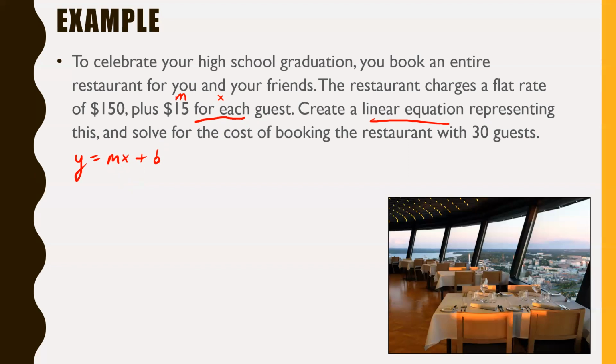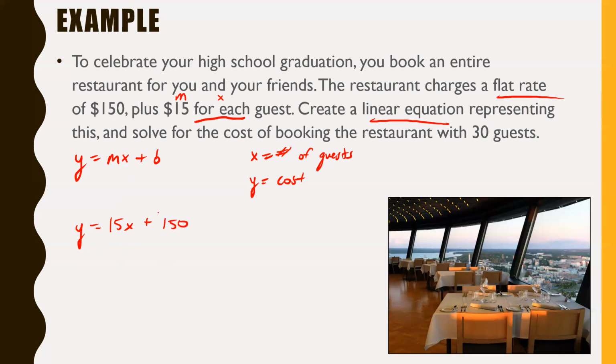So why don't we say x represents the number of guests we have? I'll even write that over here. x equals the number of guests that we have. Then why don't we say that y equals the cost, right? So since we know for each guest, we're charging $15, and then we have a flat rate rather of 150 bucks, which means it doesn't depend on how many guests you have, we can just stitch this all together and say y, your total cost, equals $15 times the number of guests, so 15x, plus that flat rate of 150 bucks.